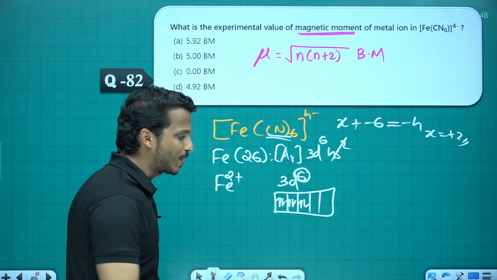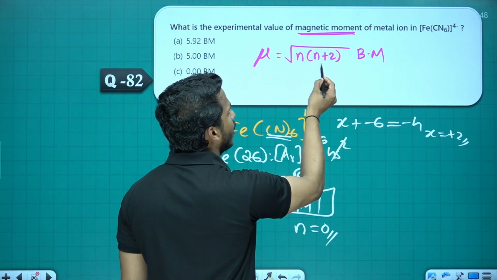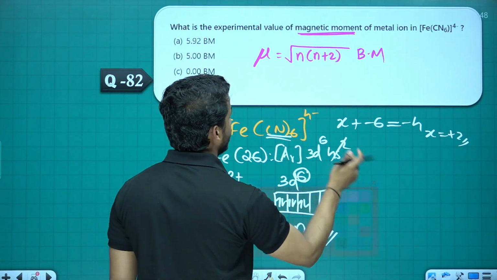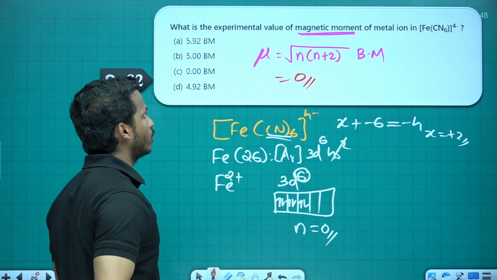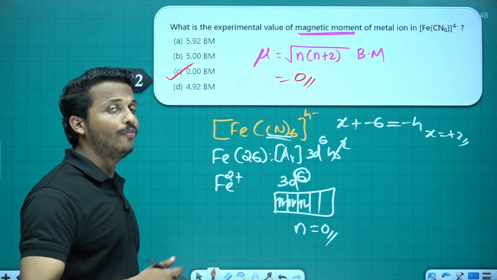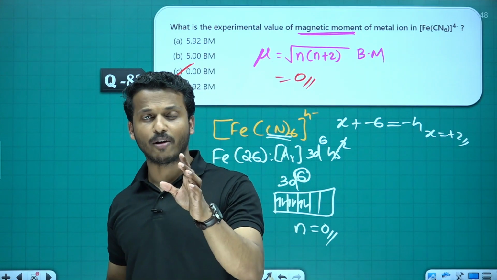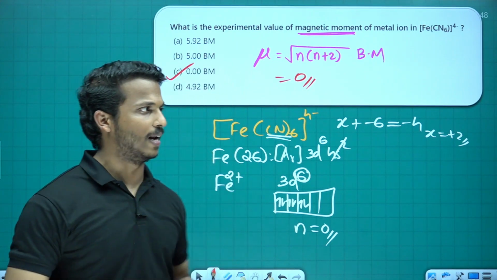Is there any unpaired electron? No unpaired electron. Unpaired electron 0 means magnetic moment is also 0. Root of 0 into 0 plus 2. Option C can be the answer. So root of n into (n plus 2) is the equation to calculate magnetic moment, and the n value represents the number of unpaired electrons.